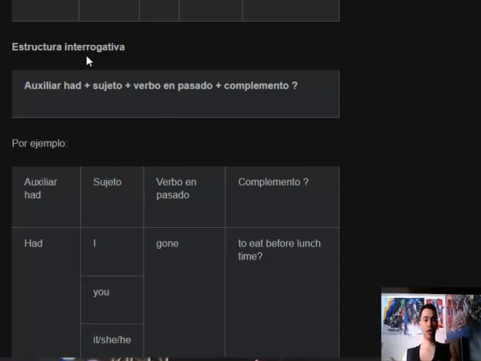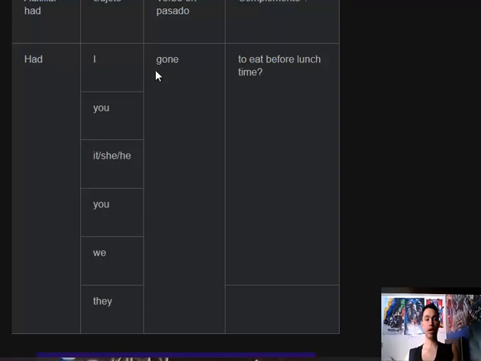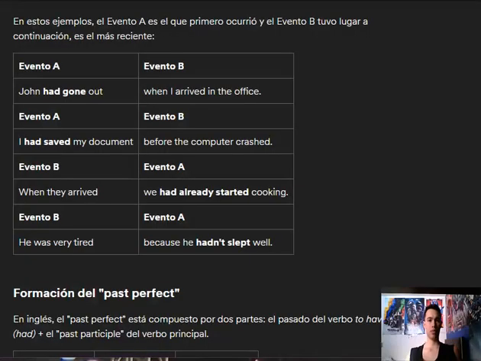And finally, we have the interrogative form. We have first the auxiliary had, then the subject, then the verb in the past, and finishing with the complement. So it could be, had I gone to it before lunchtime, or had we gone to it before lunchtime?